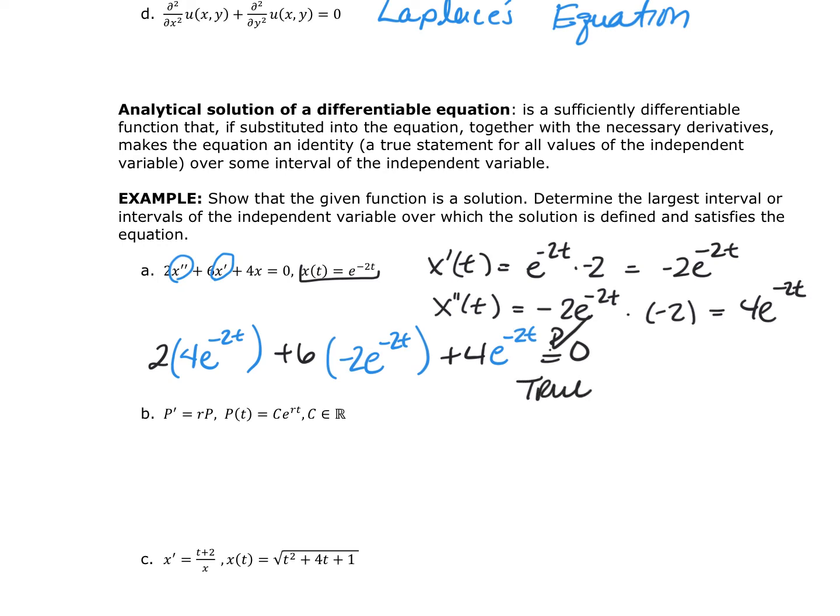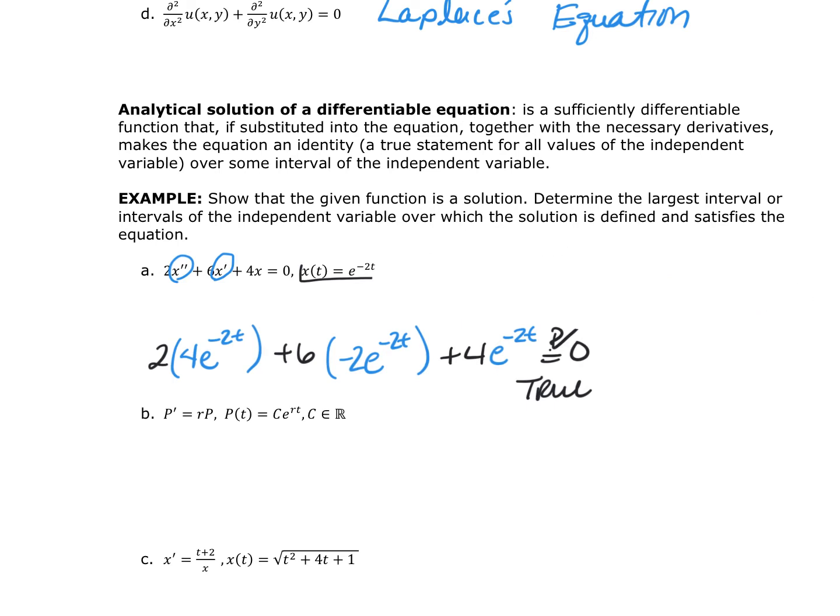So then what is the largest value that will satisfy this? What is the interval? Well, we look at this value and we think, what are the restrictions on t? And there are no restrictions on t because e raised to the negative 2t is defined on all real numbers. So my interval for this, you can either write it as set builder or interval notation. I'm good with either one.